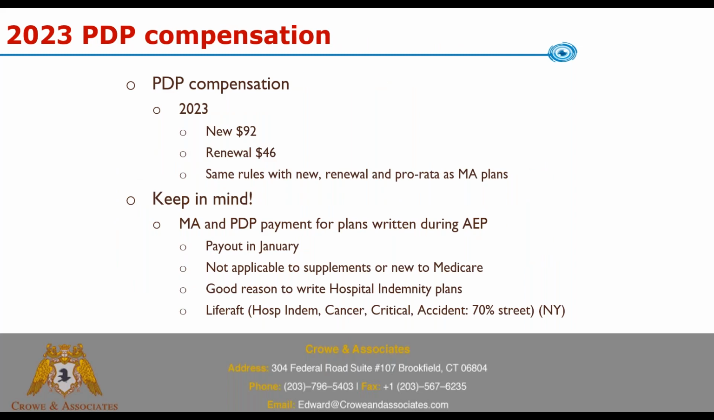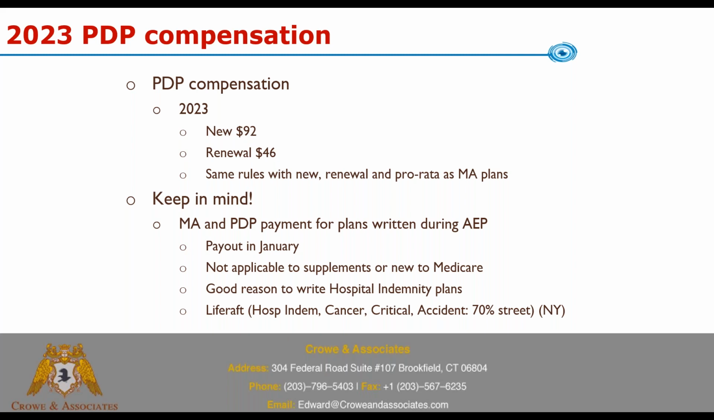And last but not least, we'll talk about the PDP compensation for 2023. New is going to be $92, renewal is $46. And when I'm talking in a little bit about the rules for new versus renewal versus prorated, the PDPs follow the same rules as the MA plans. Again, if we have questions, please ask in the webinar, and I'm going to answer them for you at the end.